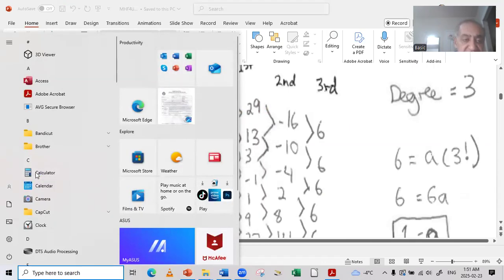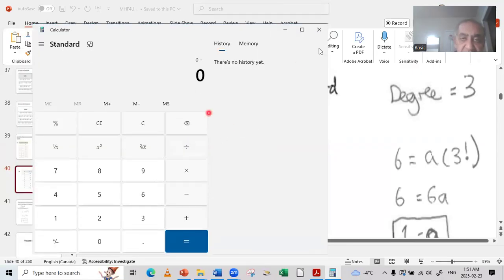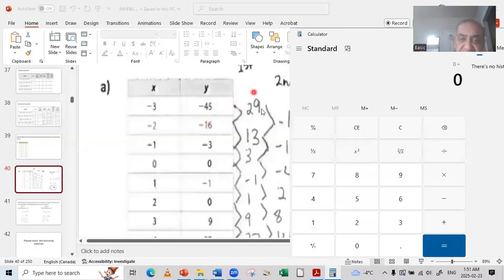Let's say it was like this. Here we go. I'll put the calculator so you can see this number here. So how did I get this first difference? Minus 16 minus 6, then minus will be positive. Positive 45 minus 16 will equal 29. Any number minus the previous number. Any number minus the above number.